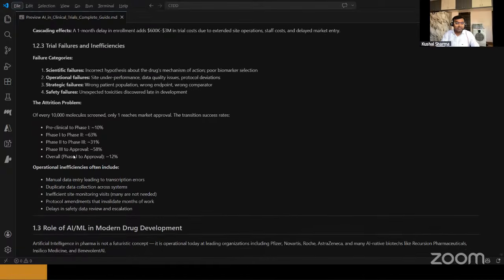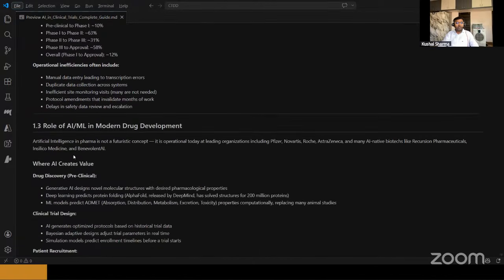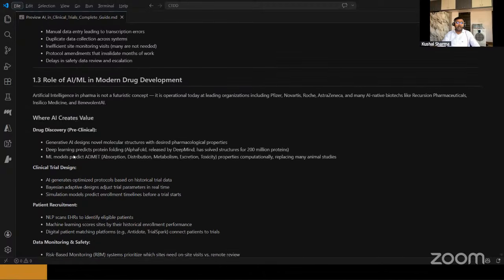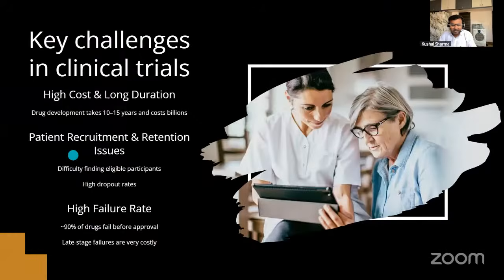Operational inefficiencies often include manual data entry leading to transcription errors, duplicate data collection across systems, inefficient site monitoring visits, many of which are not needed, protocol amendments that invalidate months of work, and delays in safety data review and escalation. Now, what is the role of AI and ML in modern drug discovery?